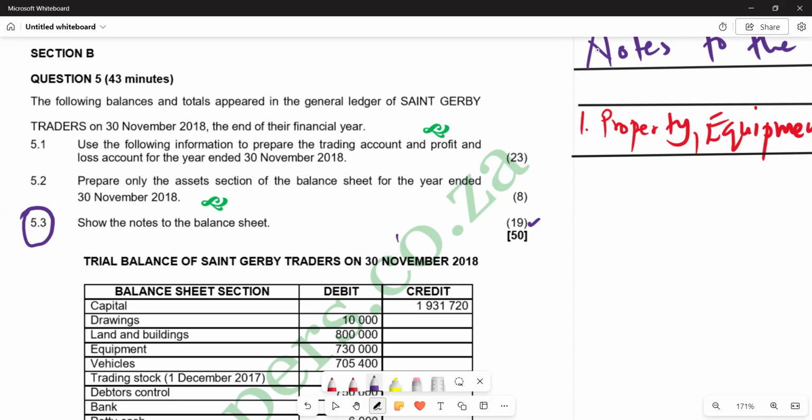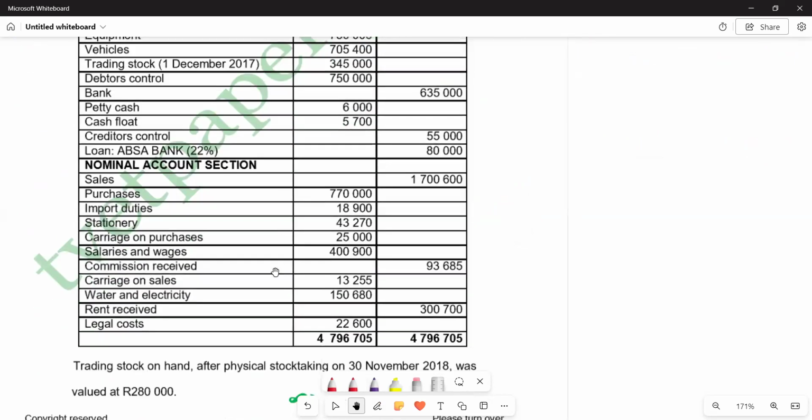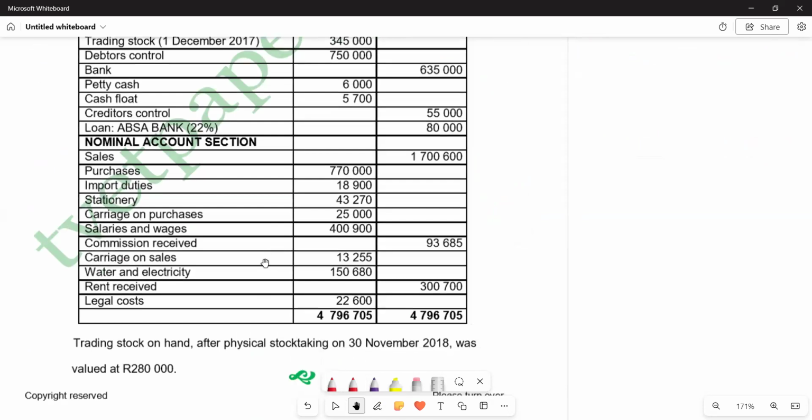We are given a trial balance of Saint Gaby traders on 30 November 2018. That's where the year is ending. Beneath that, we have a trial balance that you need to go through before you answer the question. You go down the trial balance. We also have additional information: trading stock on hand after physical stock taking on 30 November 2018 was valued at 280,000 rands. So this is what we have.